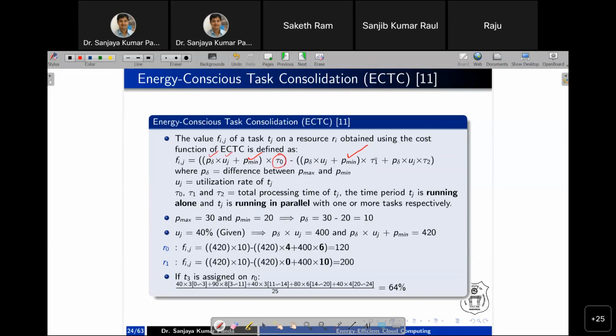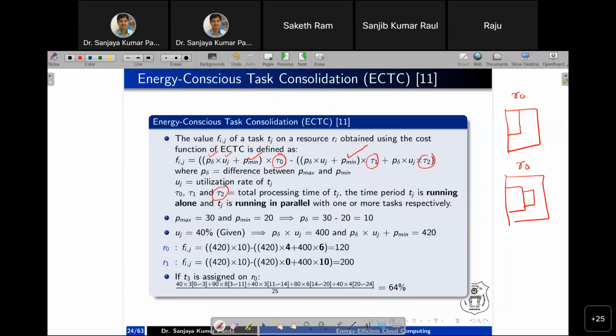Tau 0, tau 1, tau 2 represent whether the task is running alone or a task is running in parallel, or what is the processing time of that particular task. Those are three things you need to find. Suppose this is my virtual machine R0, and suppose one task is running alone. That is nothing but your tau 1. How much time is this task running alone? Suppose another scenario: I am taking resource R0, a task is running here, and another task is running in parallel with that task. That is nothing but your tau 2. And tau 0 is nothing but the total processing time of T0.